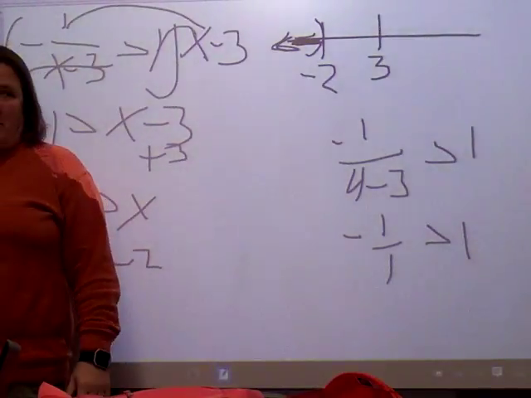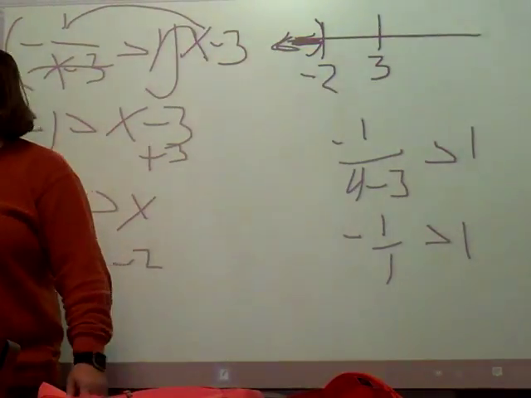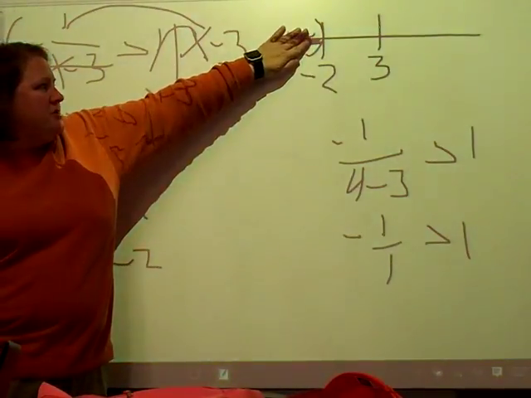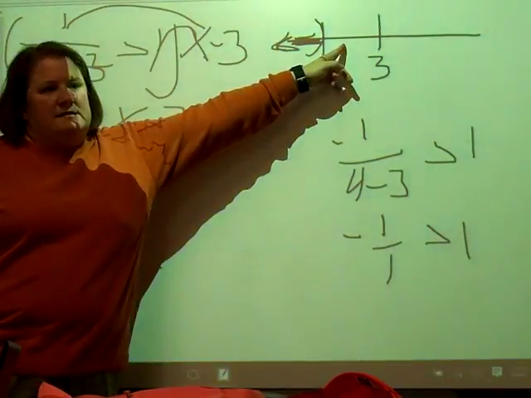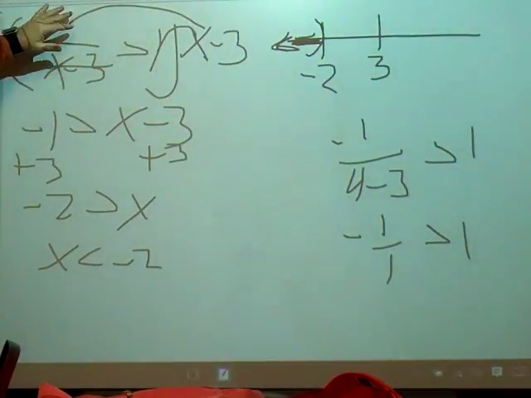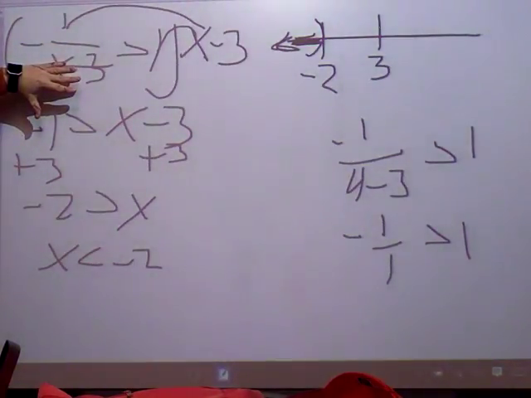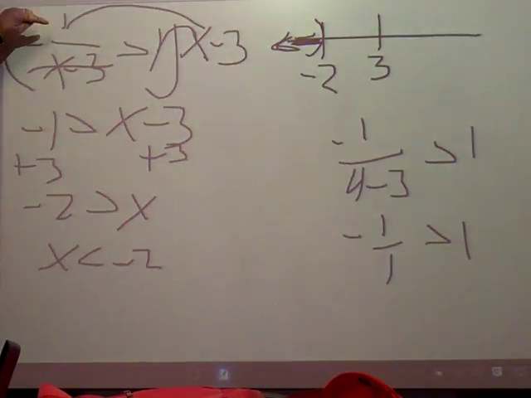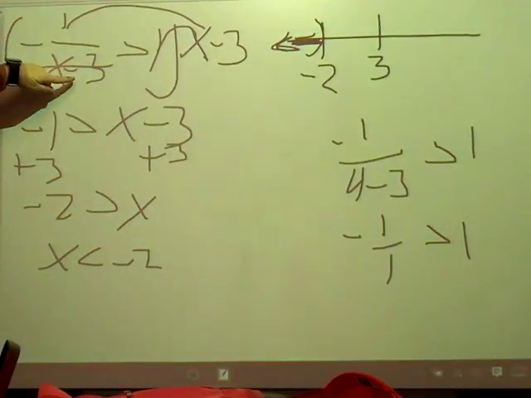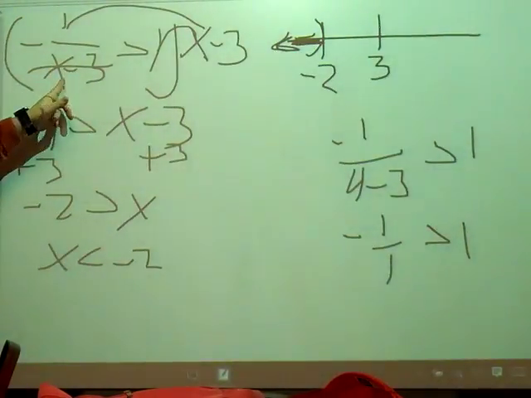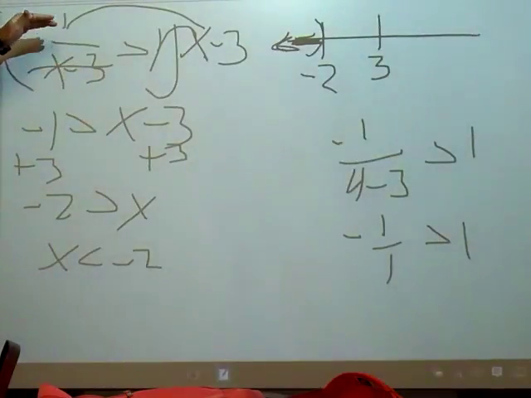I can't count on my common sense anymore. I have to use my test point. So that should not be shaded. Let's check 0 because it's in between those. 0 divided by anything is 0. Oh, I can't. Zero's down here. Negative 1 divided by negative 3, right? 0 minus 3 is negative 3. Is positive 1/3 greater than 1? No, so that won't work.